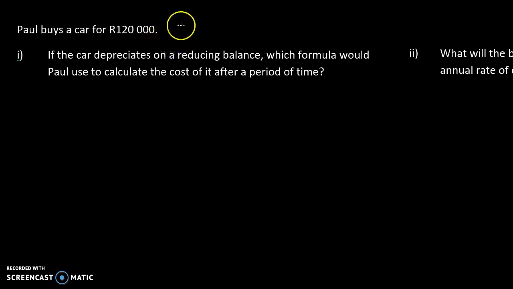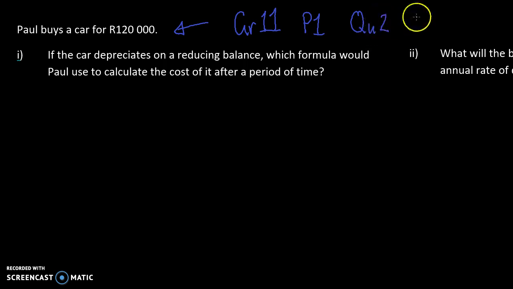It's me, Helen the Great, and we're going to look at a finance question. I recently gave this finance question to my grade 11s. It was in a paper 1 exam, and it was question number 2, which means it's meant to still be quite easy. So you should get 100% for this question when doing it. Paul buys a car for 120,000 Rand. Sure, in this day and age, that's quite cheap. If the car depreciates on a reducing balance, that's important, which formula would Paul use to calculate the cost of it after a period of time?